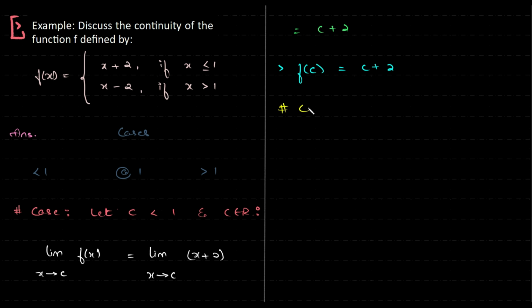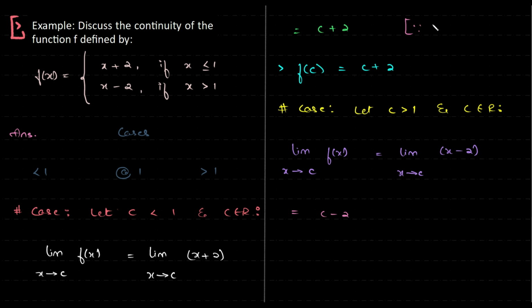Now case 2: let c represent all the values greater than 1, and this belongs to R. Then we have the limit of f of x as x tends towards c. Again, what is the behavior? You have to answer this. It is x minus 2. And on direct substitution, we will get c minus 2. And this too is on direct substitution. Now, f of c in this case will be c minus 2.